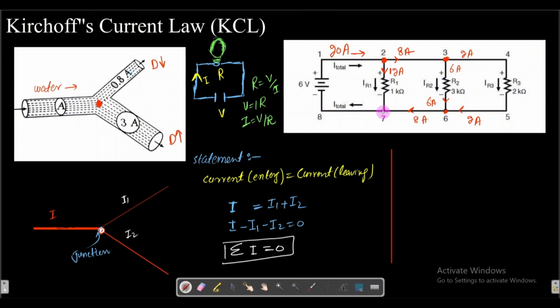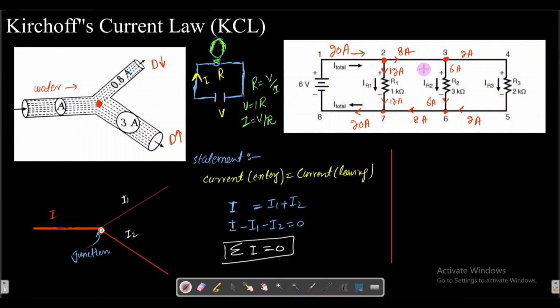Now the 8 ampere current is moving toward this junction, and from this side the 12 ampere current is coming, and according to Kirchhoff's current law, the current entering this junction will be equal to the current leaving. So the current entering is 8 ampere plus 12 ampere, which is 20 ampere, and this same 20 ampere current again comes toward the voltage source. So this was the practical implementation of Kirchhoff's current law.